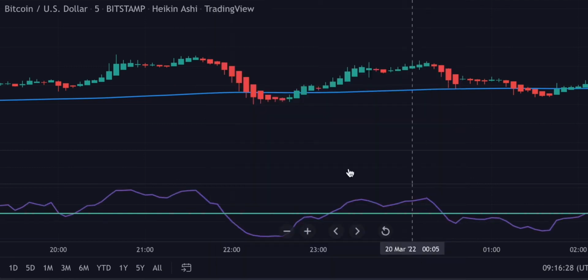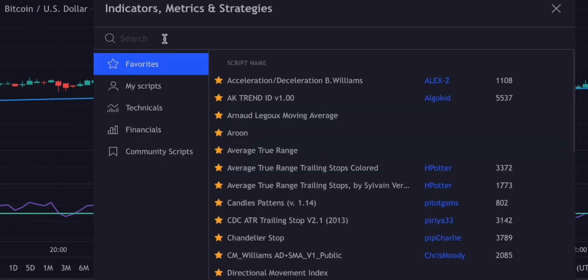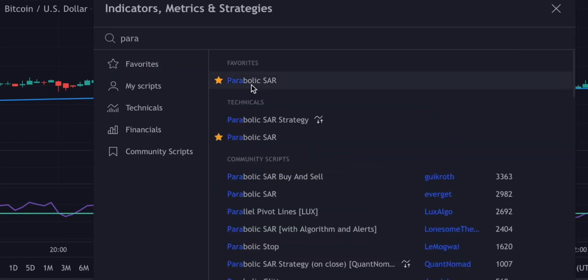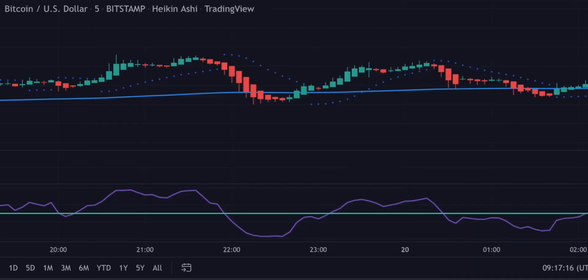And for our third indicator, we're going to use a parabolic SAR. Okay, now we have all our indicators set up. Let's get into our entry rules.